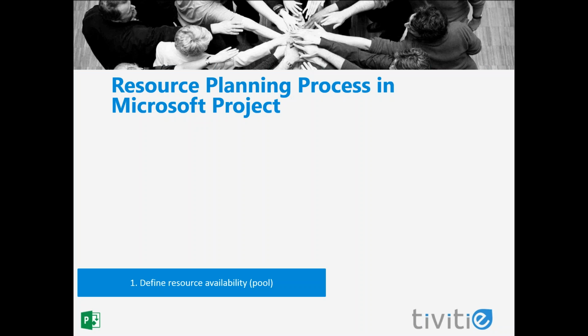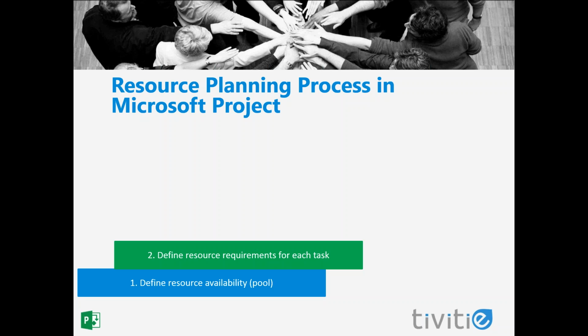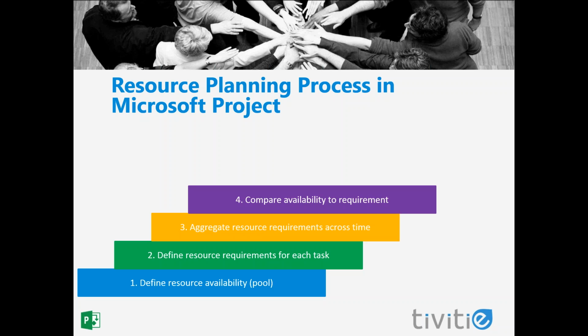There are 6 main steps in the resource planning process in Microsoft Project. The first is to define our resource availabilities, or the resource pool, in our resource sheet. Next, we want to define resource requirements for each task in our project. Then we want to aggregate or sum up the resource requirements across time. Look at how many of each kind of resource we need in different time periods. Then we can compare that requirement to the availability.